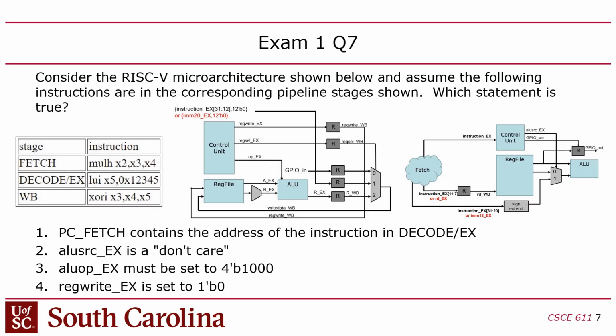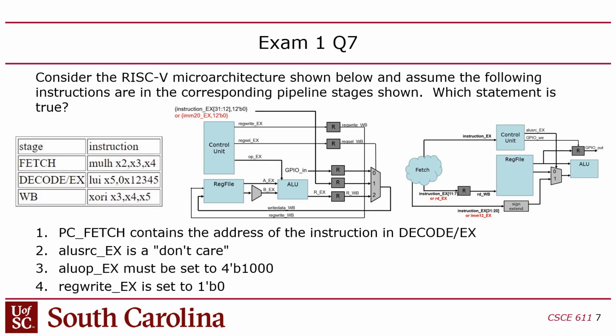ALU op EX must be set to 1000. I don't know without seeing the ALU op table. Do I have that? No, I don't have that. I would give that to you here if this were a question. I don't have that memorized, so I don't know about number 3.